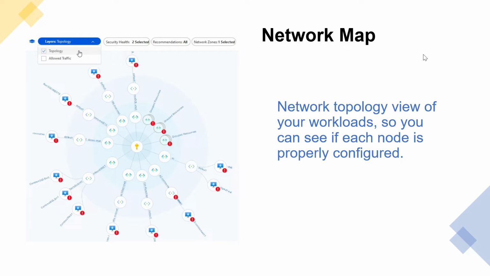Now let's learn about the network mapping capability. One of the most powerful Security Center tools for continuously monitoring the security status of your network is the network map. Use the map to look at the topology of your workloads, so you can see if each node is properly configured. You can see how your nodes are connected, which helps you block unwanted connections that could potentially make it easier for an attacker to creep along your network.